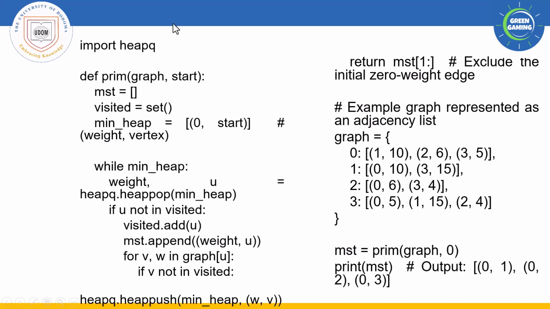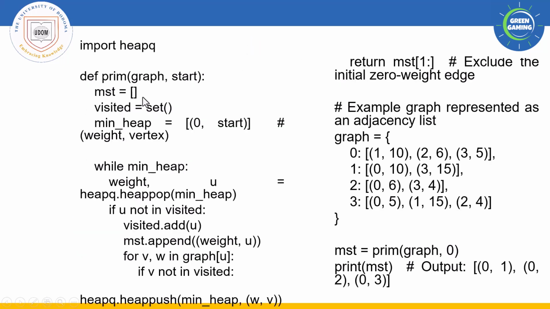So for instance, here we have a code where we import heapq. This means that we are importing the heapq module, which will allow us to use a priority queue. This is helpful for efficiently retrieving the smallest edge weight. Then we are defining a function called prim, which takes two parameters: graph and start. The graph is the adjacency list of the graph, and start is the starting vertex for building our MST, right?